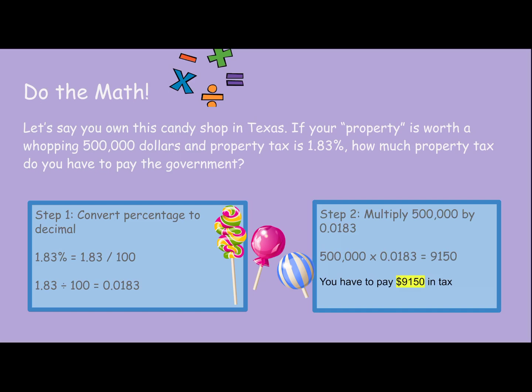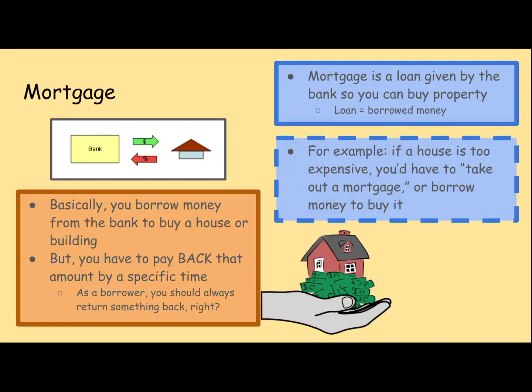So step 1, converting the percentage to a decimal again. So 1.83% is 1.83 out of 100. Substitute the fraction bar with a division sign, you get 0.0183. Step 2, multiplying $500,000 by 0.0183, because we are trying to find 1.83% of $500,000. And what do we get? $9,150. You have to pay $9,150 in tax, which is a lot.